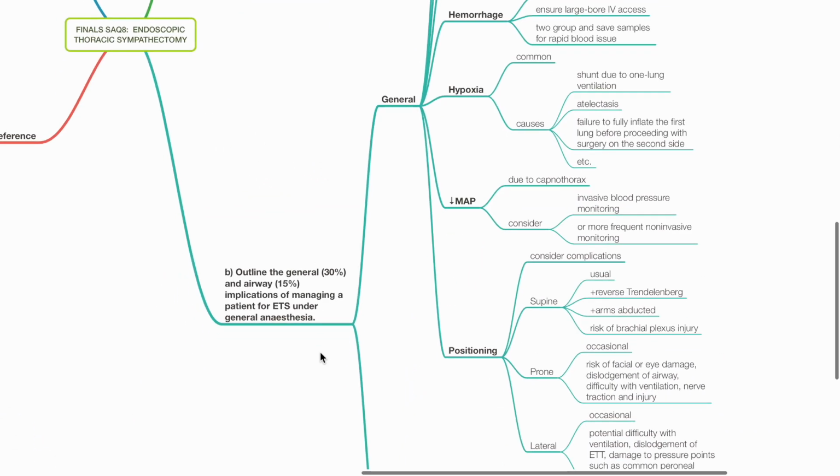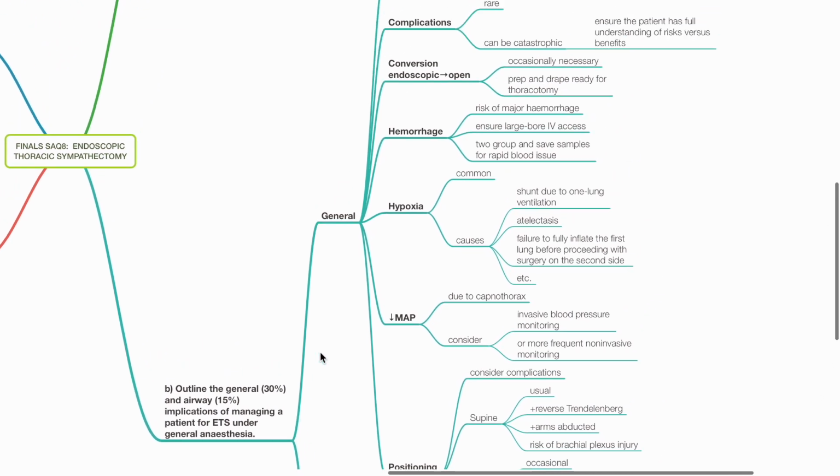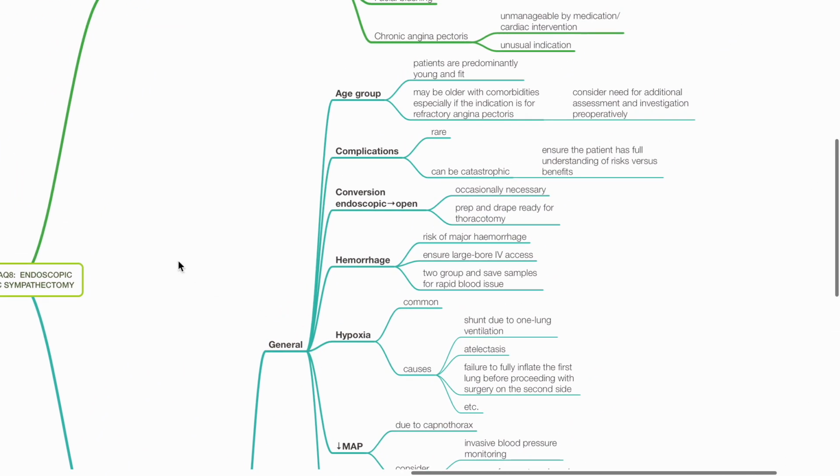B. Outline the general and airway implications of managing a patient for ETS under general anesthesia. General implications. Age group. Patients are predominantly young and fit. However, they may be older with comorbidities, especially if the indication is for refractory angina pectoris. Consider the need for additional assessment and investigation preoperatively.